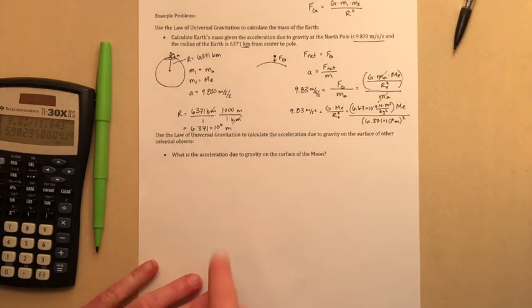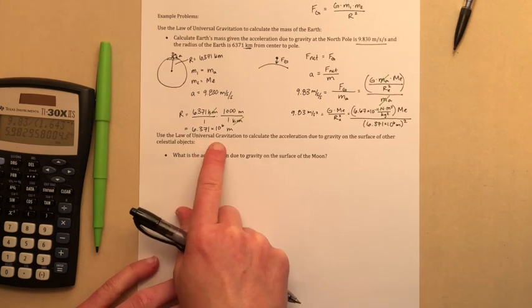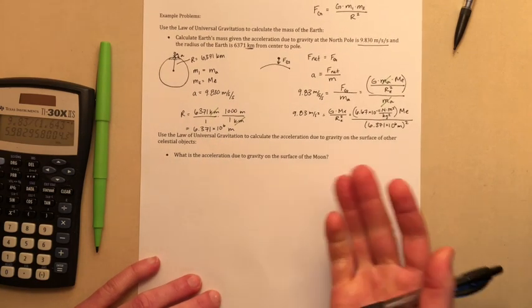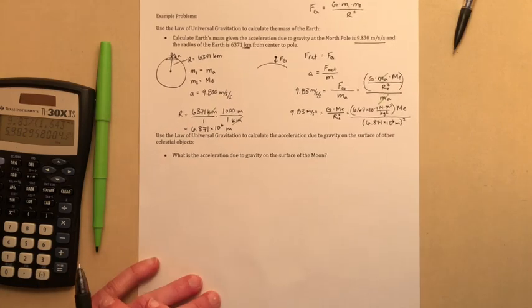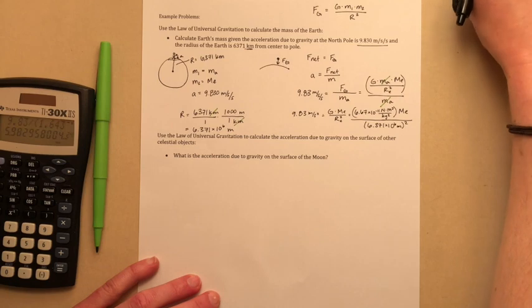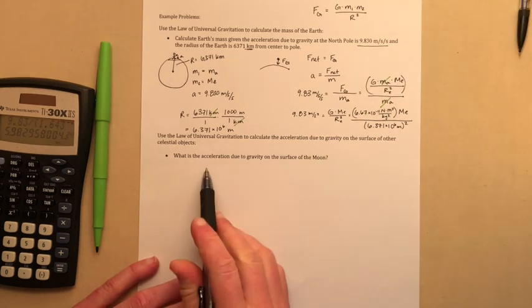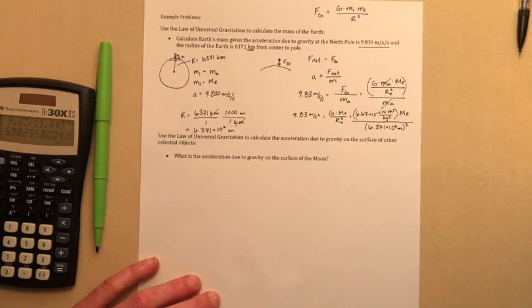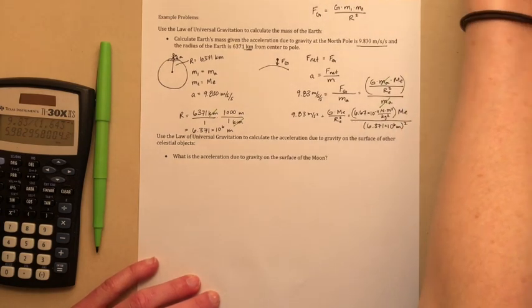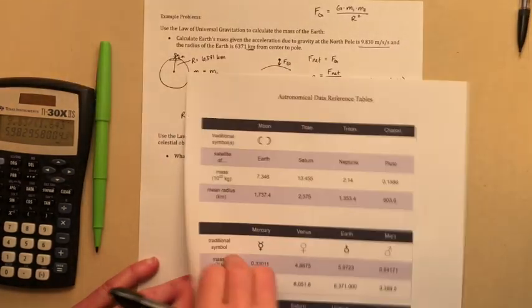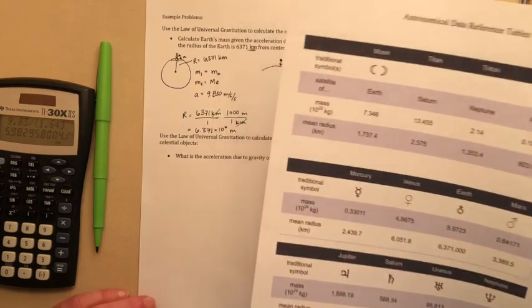All right, so it says use the law of universal gravitation to calculate the acceleration due to gravity on the surface of other celestial objects. So this is another useful tool that we can use the universal law of gravitation for. So what is the acceleration due to gravity on the surface of the moon? Well, there are a few things that we need to know for this, and this is why you will have these reference tables.